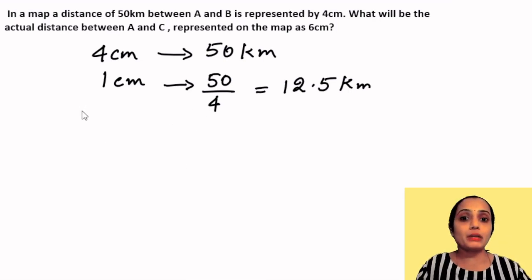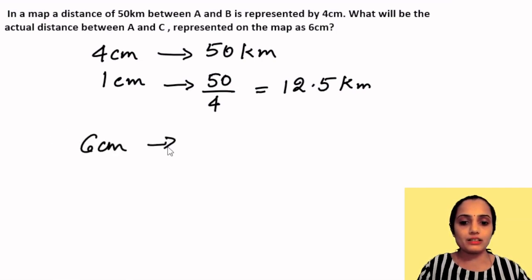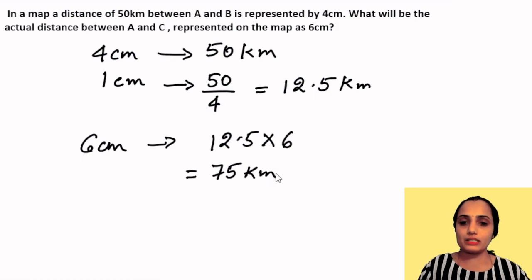Now we can multiply for the required value. The question asks how much does 6 centimeters represent. So we can say now 6 centimeters is going to represent 12.5 into 6, and that gives us 75 kilometers.